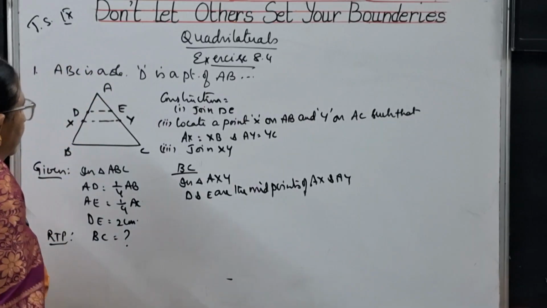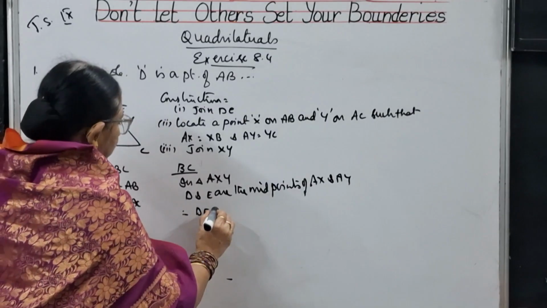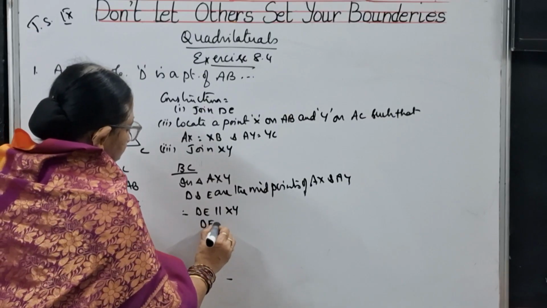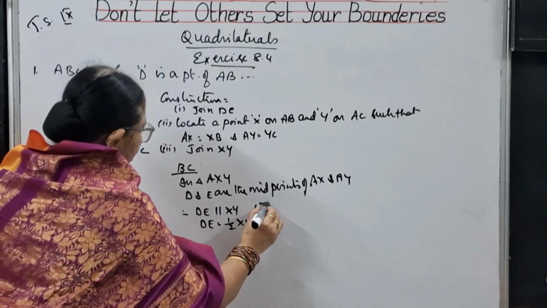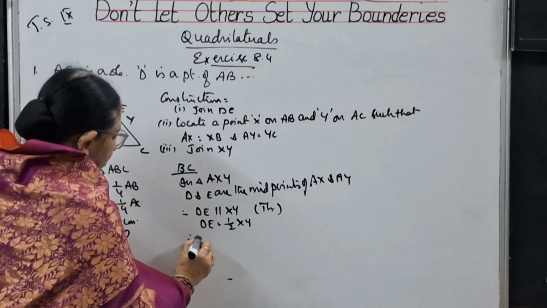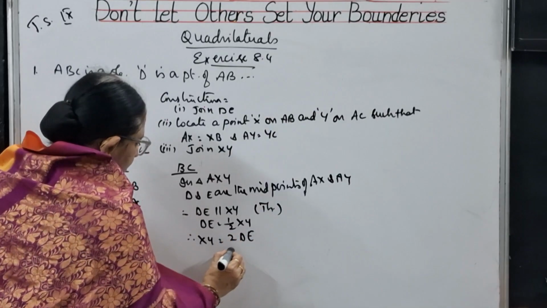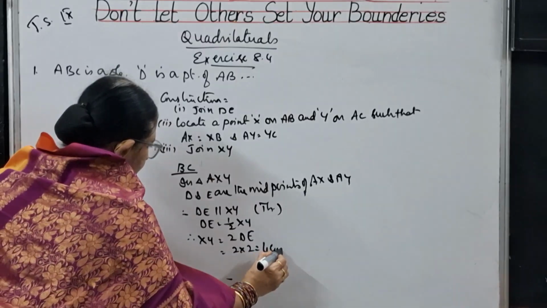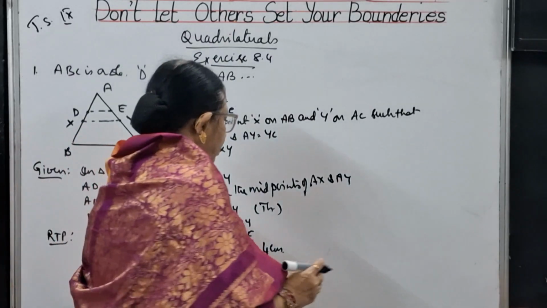Now in this case, if they are the midpoints, basing on the theorem, DE is parallel to XY and DE is half of XY, basing on the theorem which we have learnt. That means what is XY? XY is equal to 2 times DE. That is 2 into 2, that is 4 centimeters. XY measures 4 centimeters.